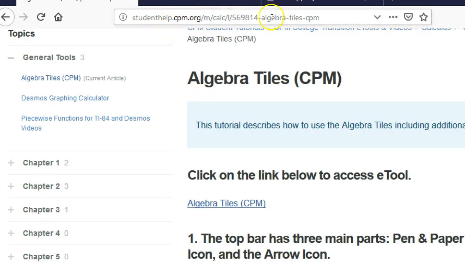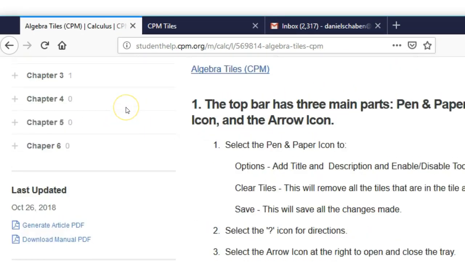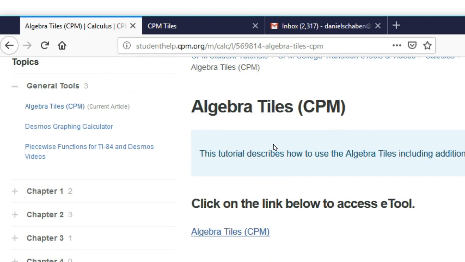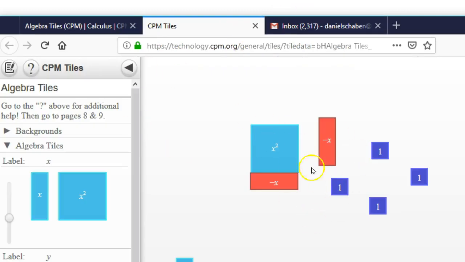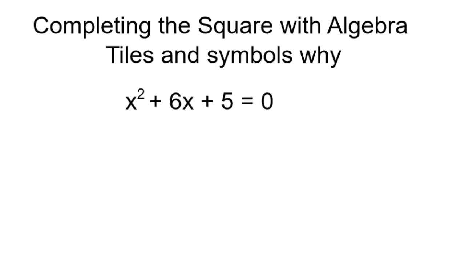But before we get started, I want to show this site. This is Algebra Tiles CPM, CPM Educational Programs. I went ahead and just Googled Algebra Tiles applet, and this is one of the sites that I found that works pretty good. And you just click on this Algebra Tiles CPM, and it gives you this nice little place to work with algebra tiles. And so I'll show you how we'll do these and show you how it works as I'm doing this. But first I'm going to give you the way your teacher taught you.